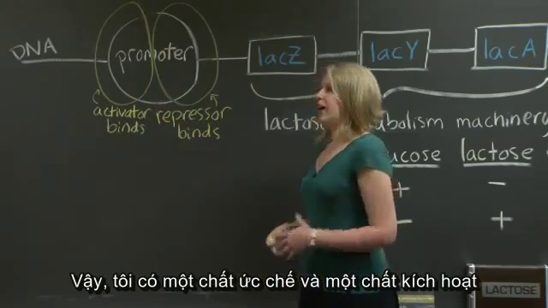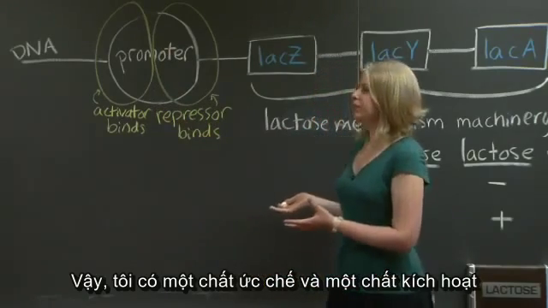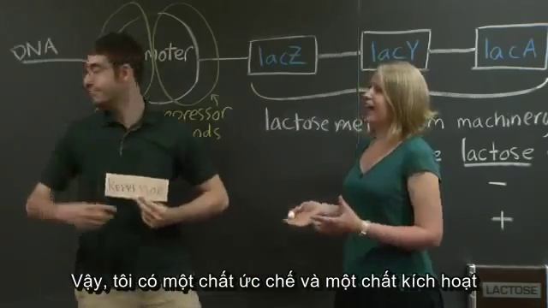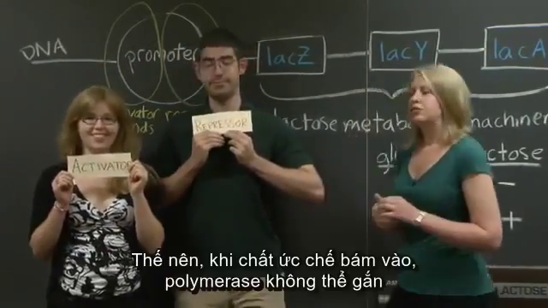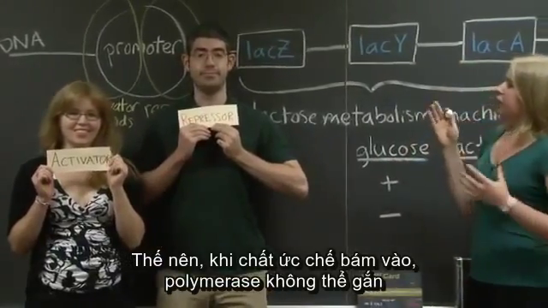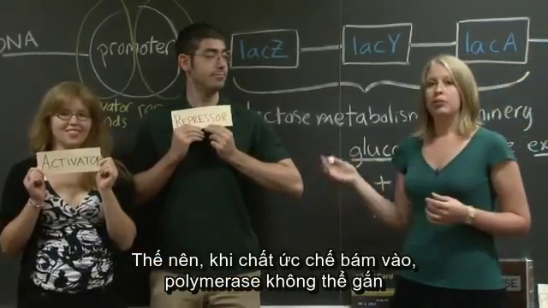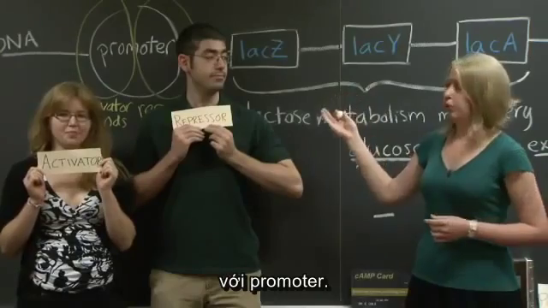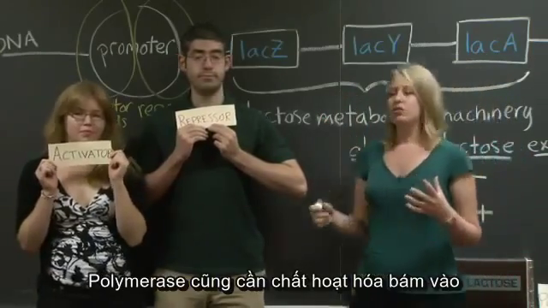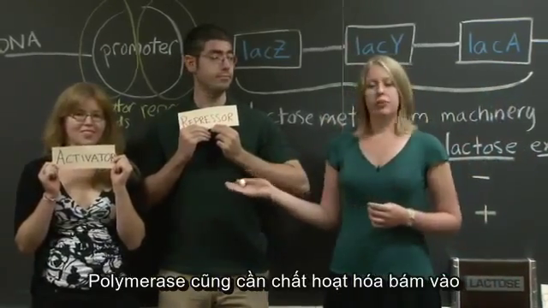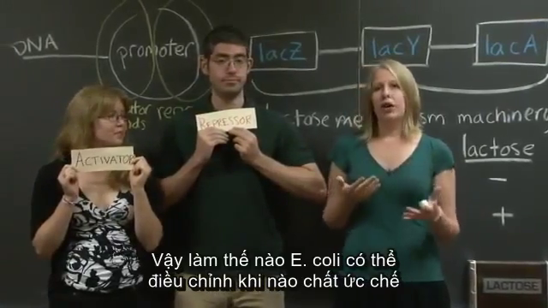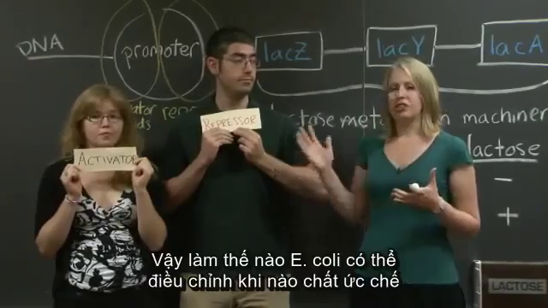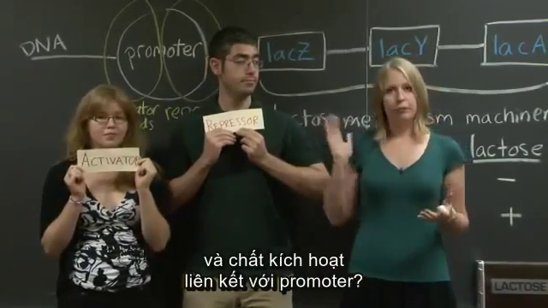So I have a repressor and I have an activator. So when the repressor is bound, polymerase cannot bind to the promoter. Polymerase also needs the activator to be bound to the promoter in order to bind. So how can the E. coli regulate when the repressor and activator are bound to the promoter?